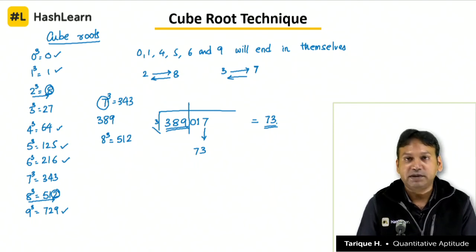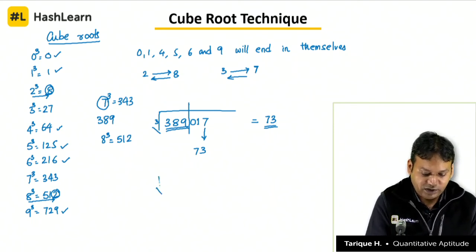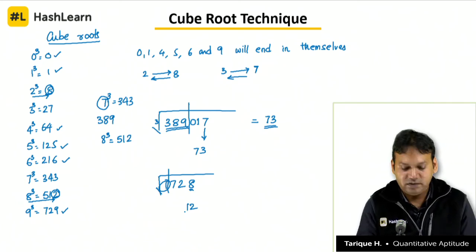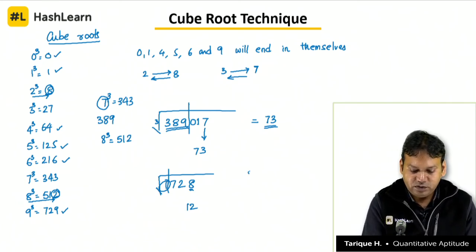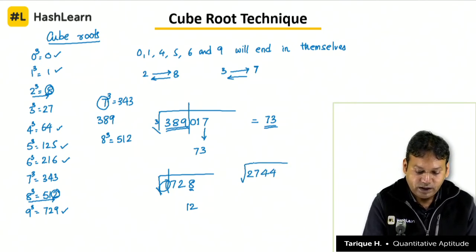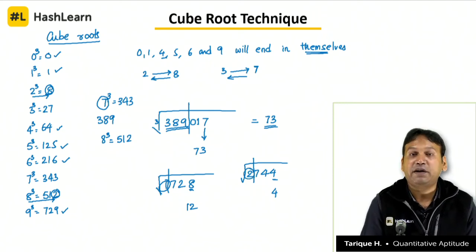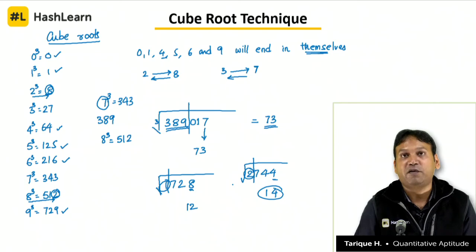You can take more numbers and you can check and see the answer. Let us say for example 1728, cut out the last number, 8 ends in 2, 1 is a perfect cube, so 12. Yes, very very simple. See 2744, finding out the cube root of 2744. Cut out the last number. 4 ends in 4. 4 will end in themselves. So 4 will end in 4. 2 is not a perfect cube. It is between 1 cube and 2 cube. So take 1 and the answer becomes 14.